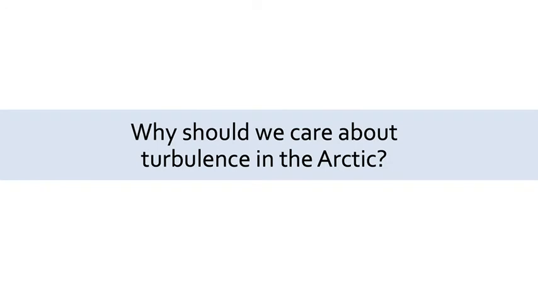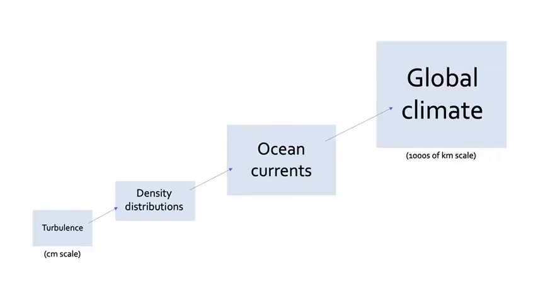But why do I care about turbulence? And why in the Arctic? Well, turbulence is a small-scale effect that influences larger systems. It influences density distributions, which affect currents, which impact global climate. In the Arctic, turbulent mixing has the potential to bring deep, warm water to the surface, leading to sea ice melt.